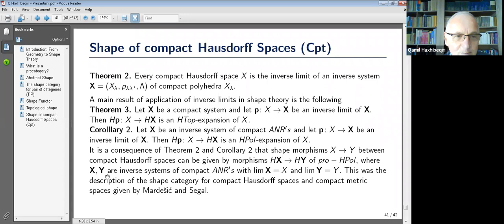Theorem two: every compact Hausdorff space X is an inverse limit of an inverse system of compact polyhedra. And theorem three is the following fact. Let X be a compact system and let P be an inverse limit. Then HP is a homotopy expansion, because composing with the homotopy functor, from an inverse limit we obtain an expansion of X. Corollary: let X be an inverse system of compact ANRs and P from X to X be an inverse limit, then HP from X to HX is a homotopy expansion of X.